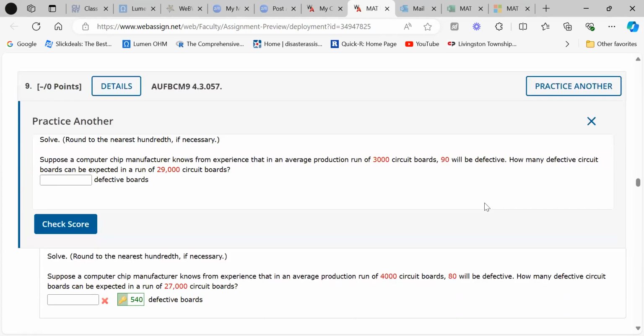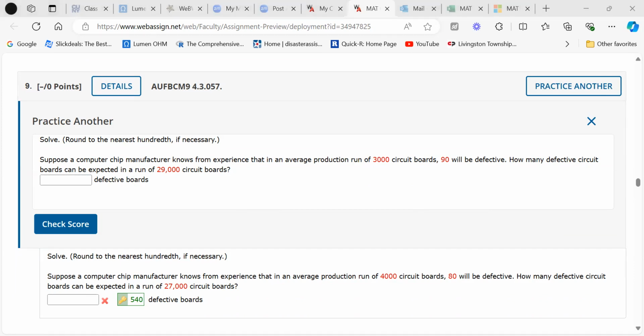Suppose a computer chip manufacturer has experience that the average production run of 3,000 circuit boards has 90 defective. How many defective circuit boards will be expected to run 29,000 circuit boards?